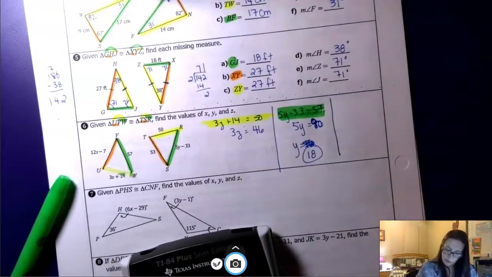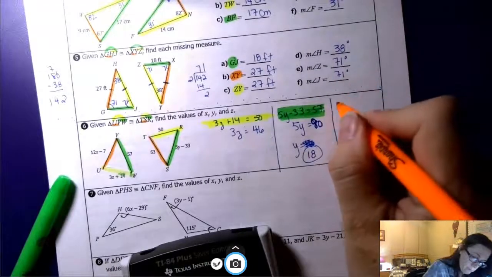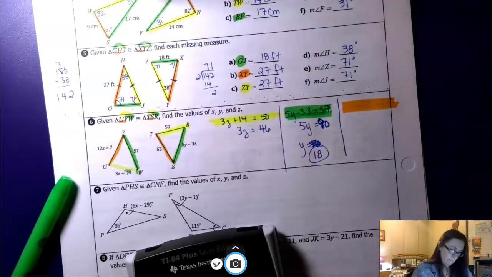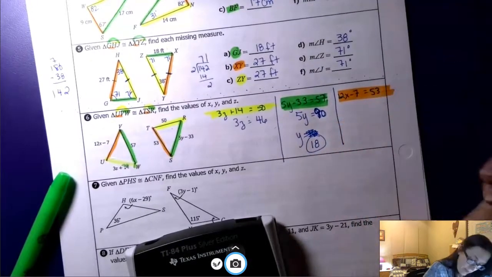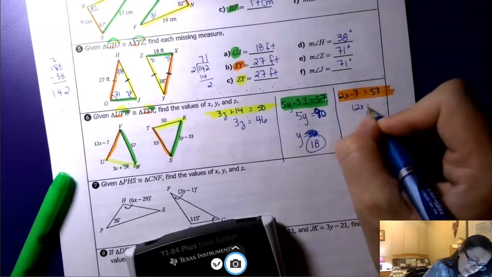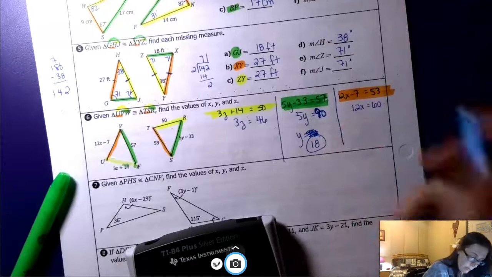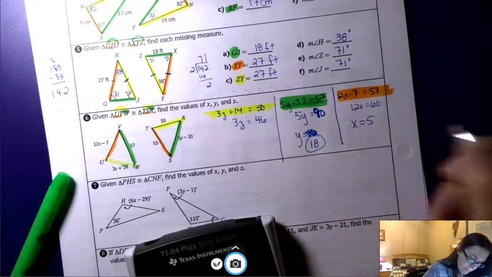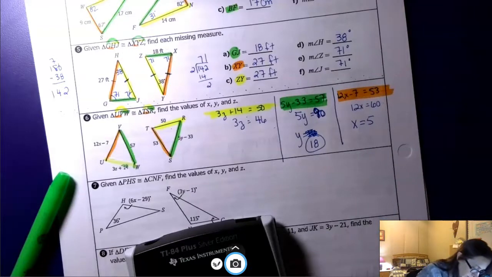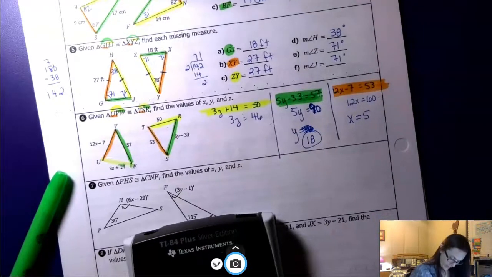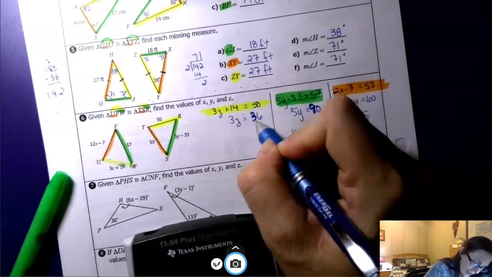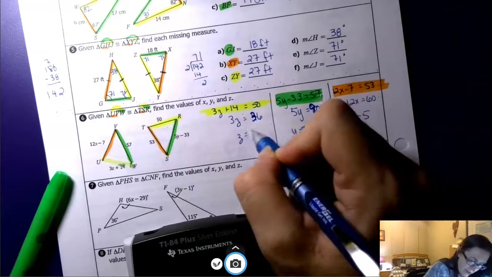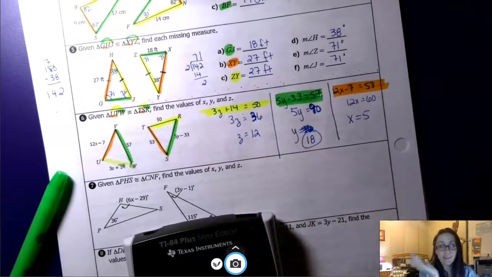So the last one we're going to do is going to be the orange side, which is 12x minus 7 equals 53. Add 7, I get 12x equals 60. And dividing that by 12, I end up with x equals 5. So here we go. 50 minus 14 is 36. Divide by 3, and we are going to get 12. There we go. This is what happens when you're doing videos at like 12:40 at night.